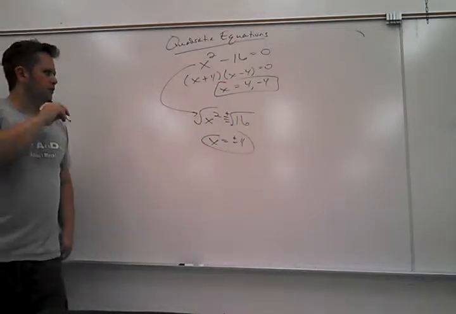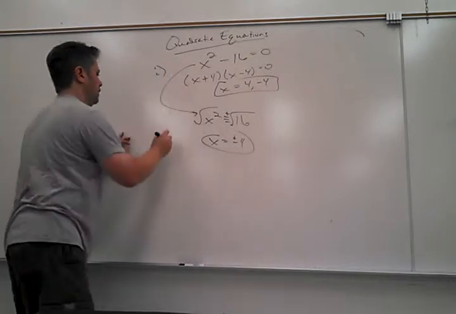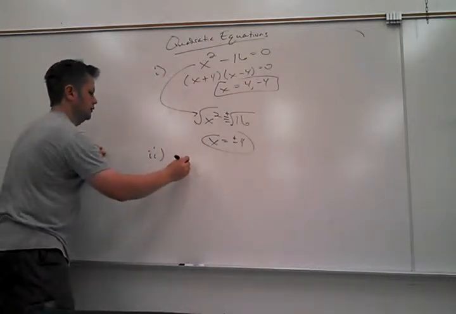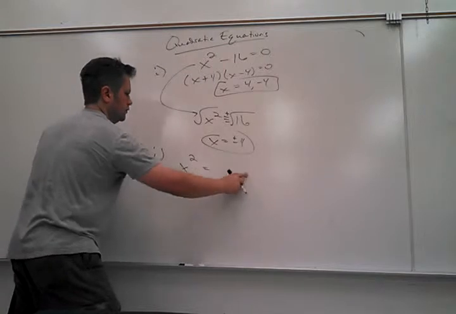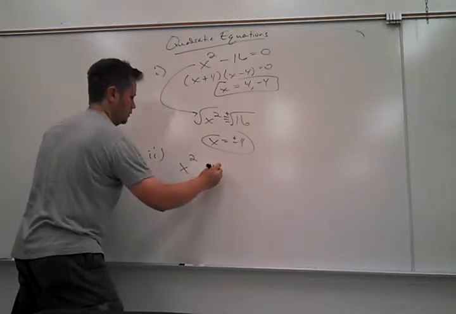That's the easy step. So here's the next level up from that. What if I had x squared equals negative 9?